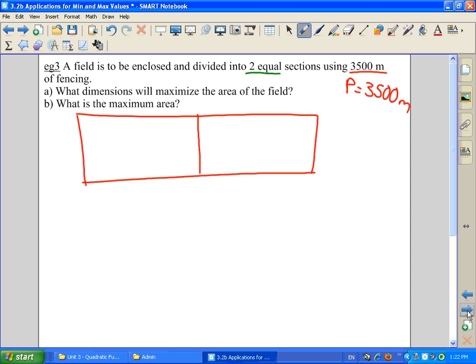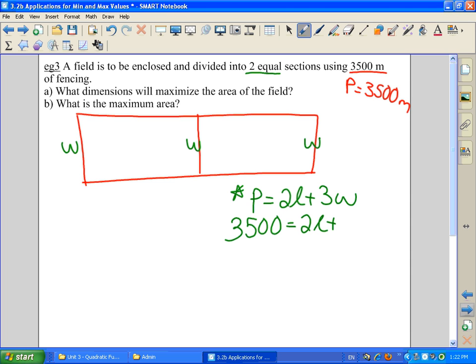It's easier. So what do we really have here, guys? We have 1, 2, 3 widths. And how many lengths would we have? 2 lengths, right? So if we're doing our perimeter formula, perimeter equals 2 lengths plus 3 widths. Everybody okay with that? Let's sub in what our perimeter is. So our perimeter is 3,500 equals 2 lengths plus 3 widths.